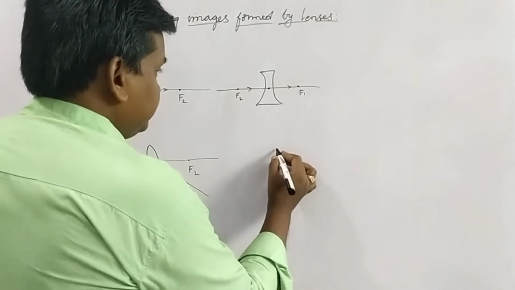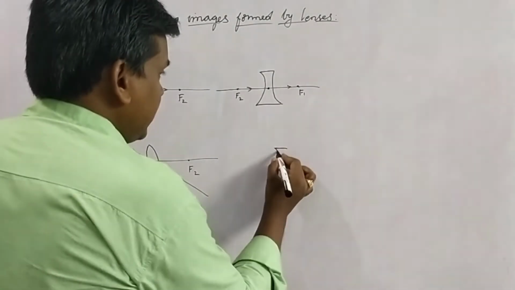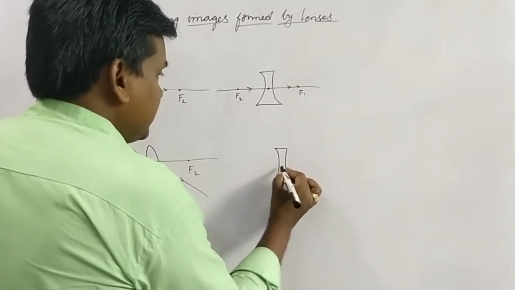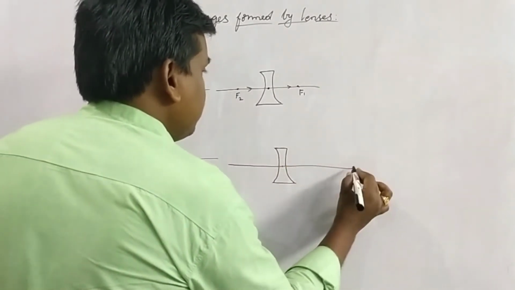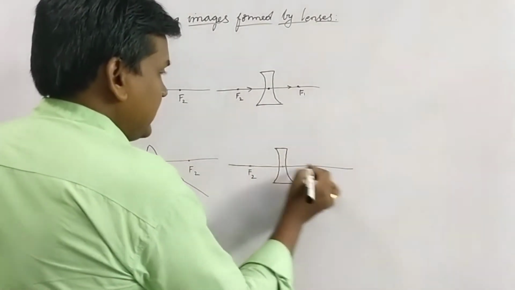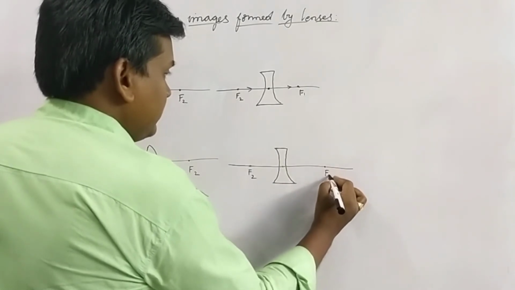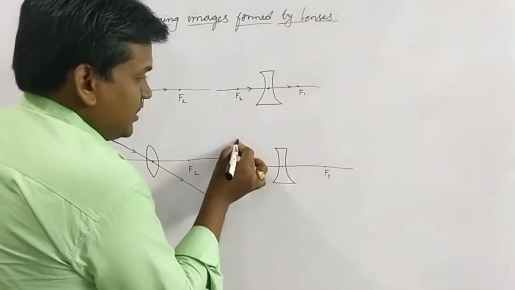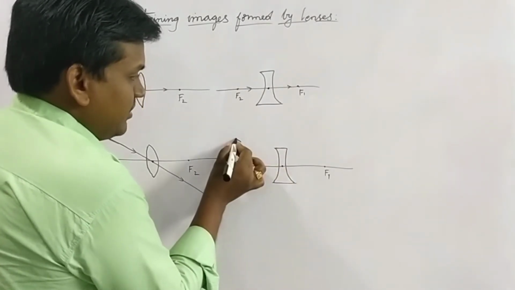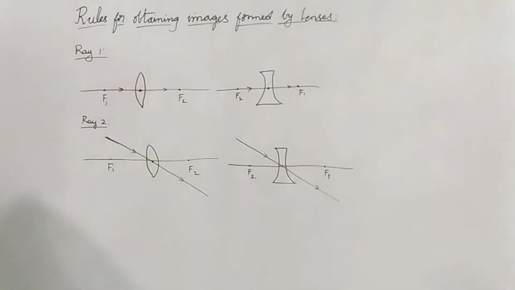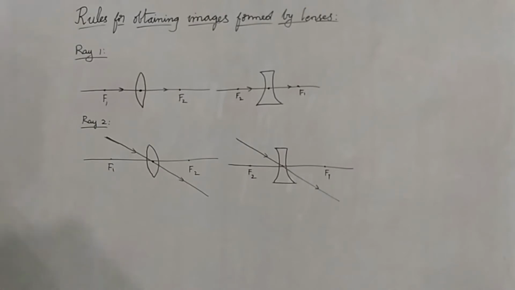In the same way, if you consider a concave lens also, this is the concave lens and this is the optical center and this is the principal axis and this is the focus for the second surface and this is the focus for the first surface. Here also the same situation we can consider, a ray which is passing through the optical center will go undeviated. It won't deviate from its path. So these are two ray rules.